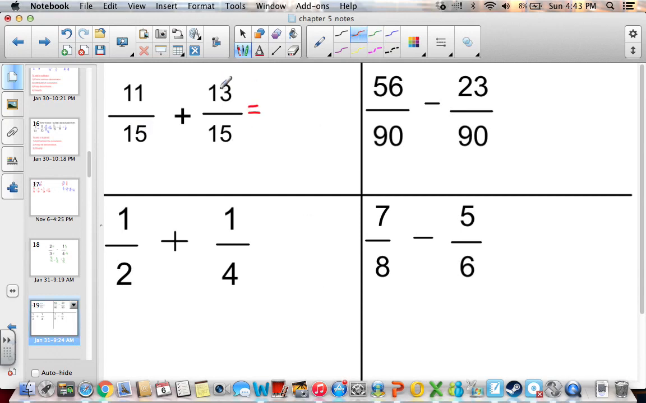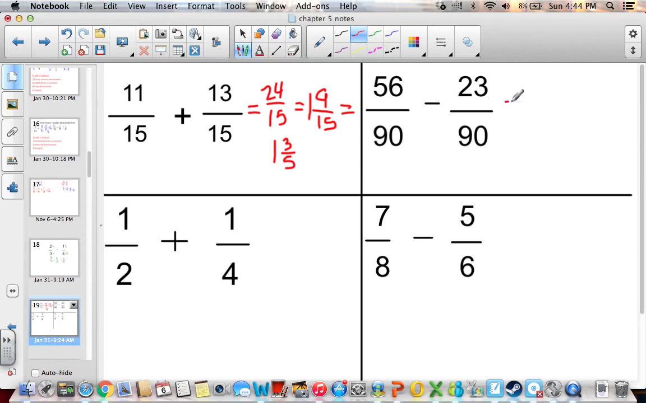So we have common 11 plus 13 is 24 15ths. 15 goes into 24 one time. 24 minus 15 is 9. So we have 1 and 9/15, which is not in simplest form because 9 and 15 can both be divided by 3. So 9 divided by 3 is 3. 15 divided by 3 is 5, so I have 1 and 3/5.